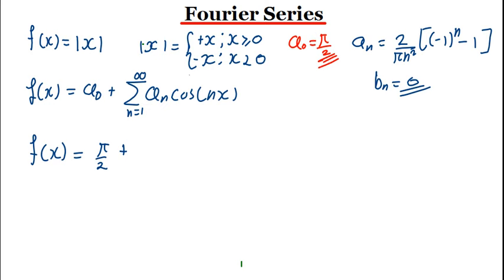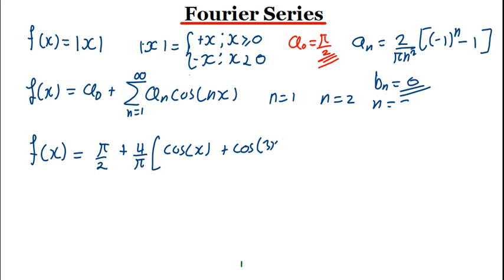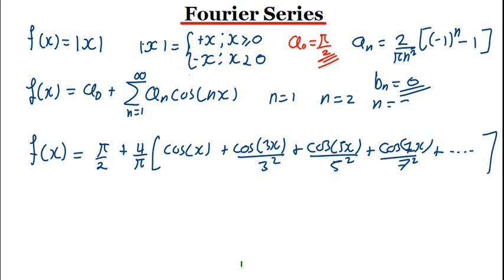Here I can try to substitute some values, for example, starting from n equals 1, n equals 2, n equals 3, and on and on. You're obviously going to come up with something like 4 over pi, then cos x plus cos 3x over 3 squared plus cos 5x over 5 squared plus cos 7x over 7 squared plus, and it will just keep on going like that. This is what you're going to end up with. You can just try out some values, and that's our Fourier series for the absolute value of x.